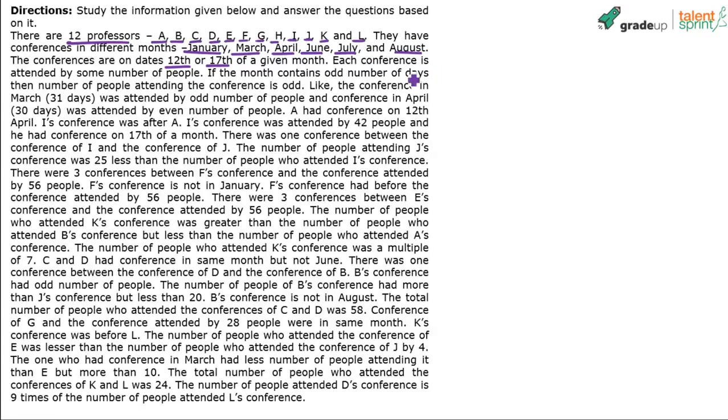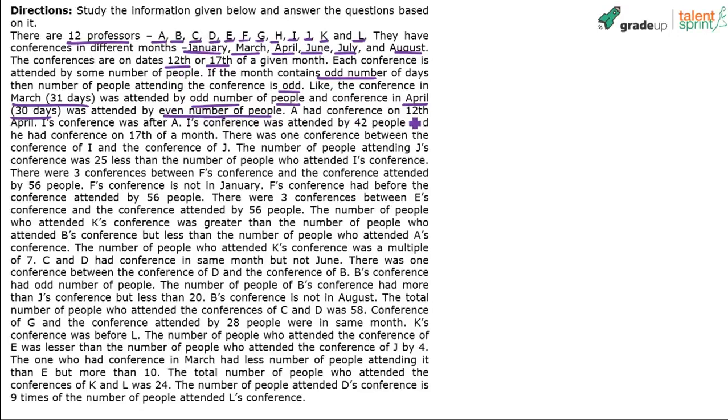Now interestingly, each conference here is attended by some number of people. So it's not just the professor, the month and the date, but also the number of people who attend the conference. What is even more interesting is that if the month contains an odd number of days, then the number of people attending the conference is odd. Like the month of March has 31 days, and 31 is odd. So the number of people who attend the conference on 12th of March and 17th of March will be odd. Similarly, April has 30 days, an even number. So the number of people attending the conference in April, both dates, 12th and 17th, will be even. So this is the interesting part.